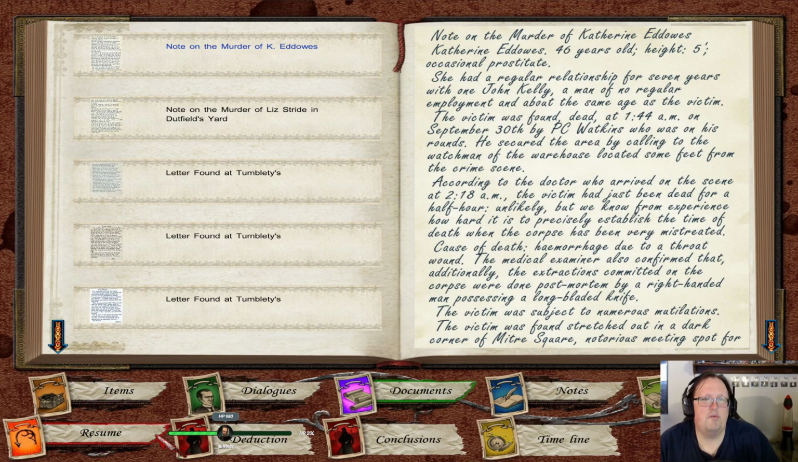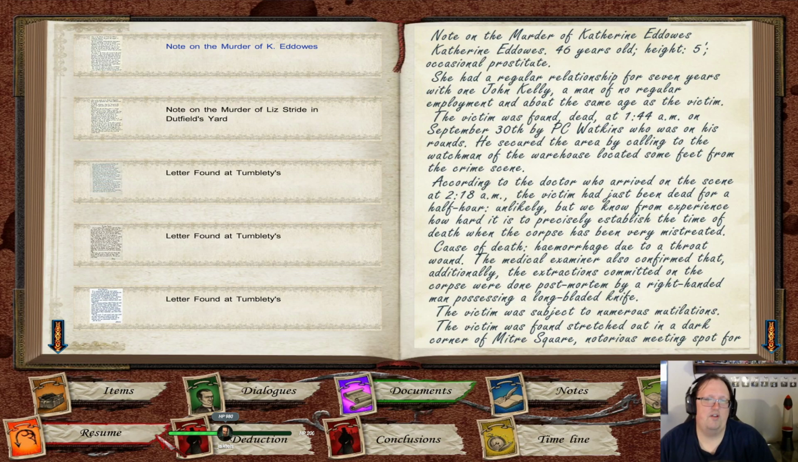He searched the area by calling to the watchman of the warehouse located some feet from the crime scene. According to the doctor who arrived on the scene at 2:18 a.m., the victim had just been dead for a half hour. Unlikely, but we know from experience how hard it is to precisely establish the time of death when the corpse has been very mistreated. Cause of death, hemorrhage due to throat wound. The medical examiner also confirmed that additionally, the extractions committed on the corpse were done post-mortem by a right-handed man possessing a long-bladed knife. The victim was subject to numerous mutilations.